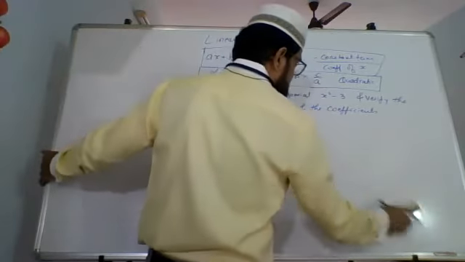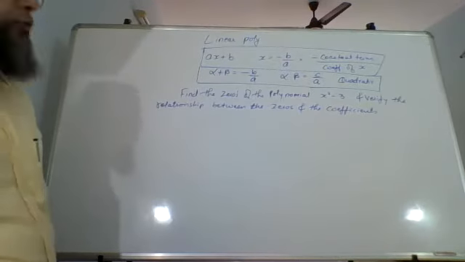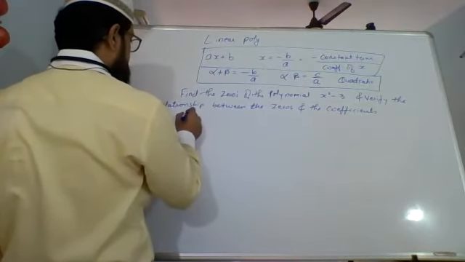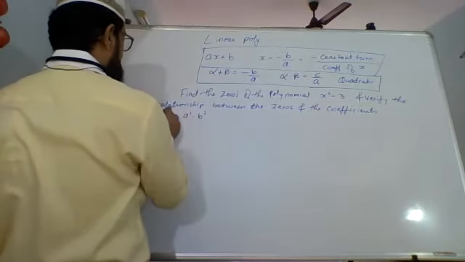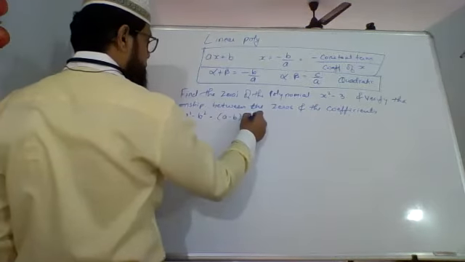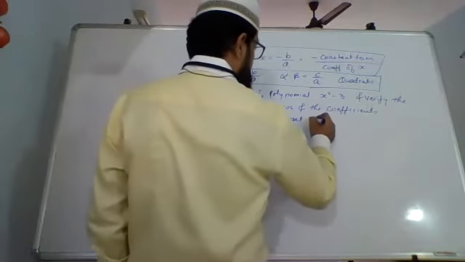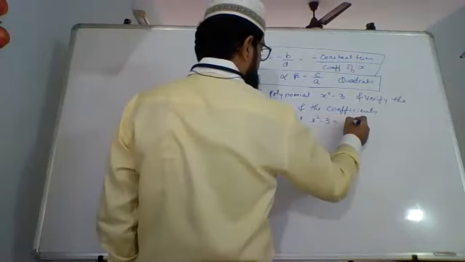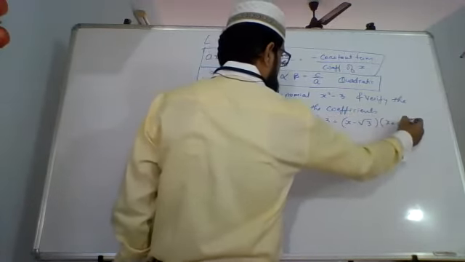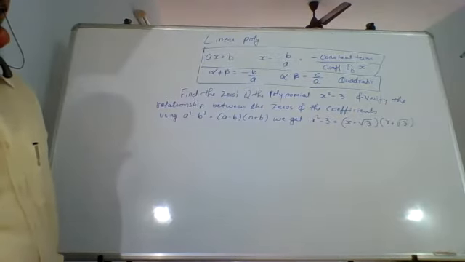Again, we'll have to first factorize x square minus 3. Now, x square minus 3, we can factorize using the identity a square minus b square equals a minus b into a plus b. We get x square minus 3 equals x minus root 3 into x plus root 3.